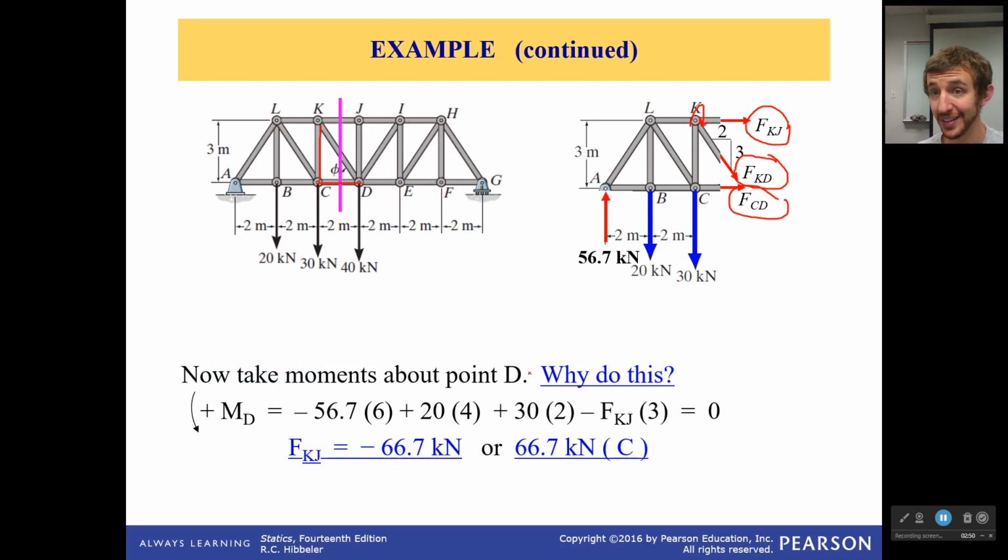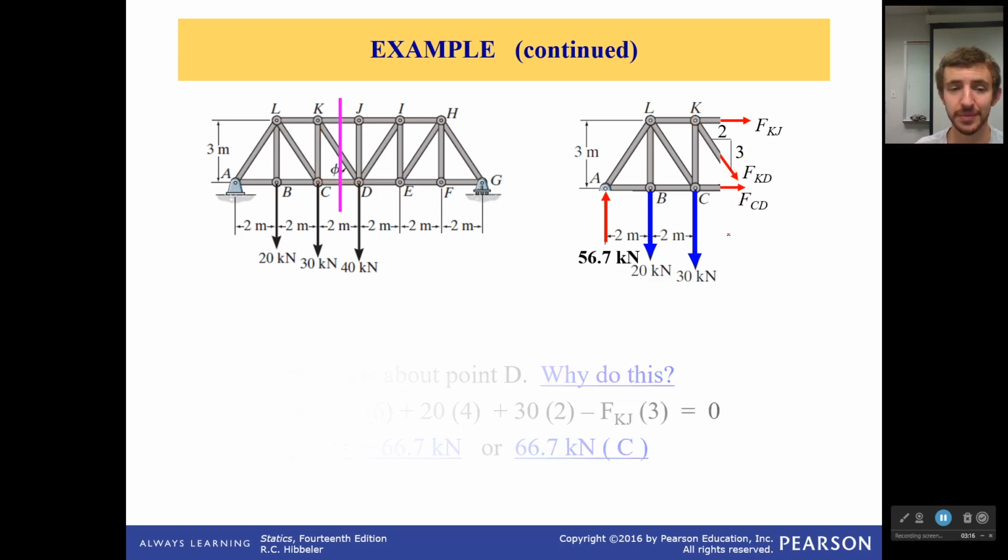So I did it exactly like I said. Just moments around, it says point D actually. It's being weird. But okay, it decided to do around point D, which is over here. Which also works just fine. And so we're able to solve for force KJ, which is 66.7 kilonewtons. Because neither one of these will have a moment. I would have done around point K, but similar process.